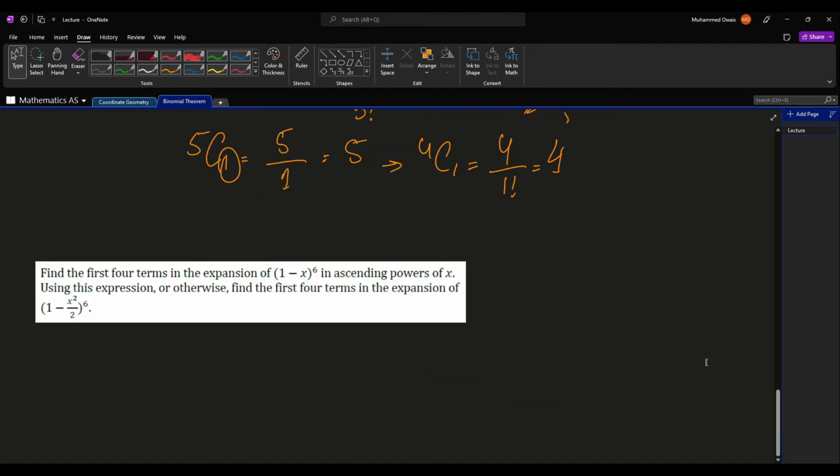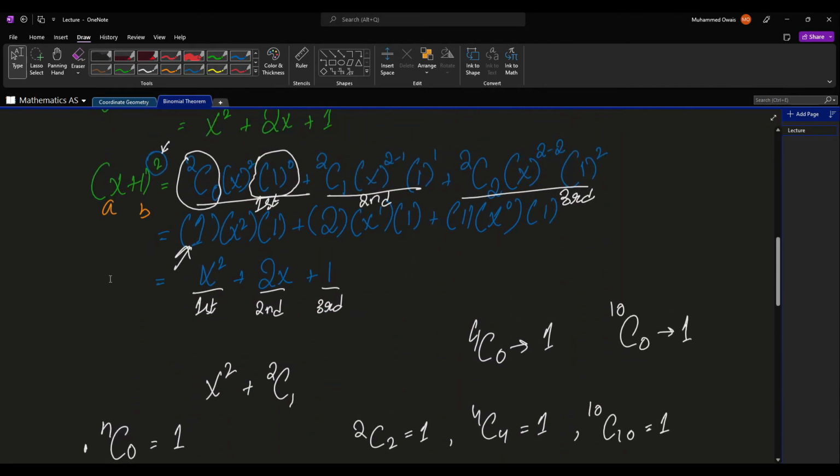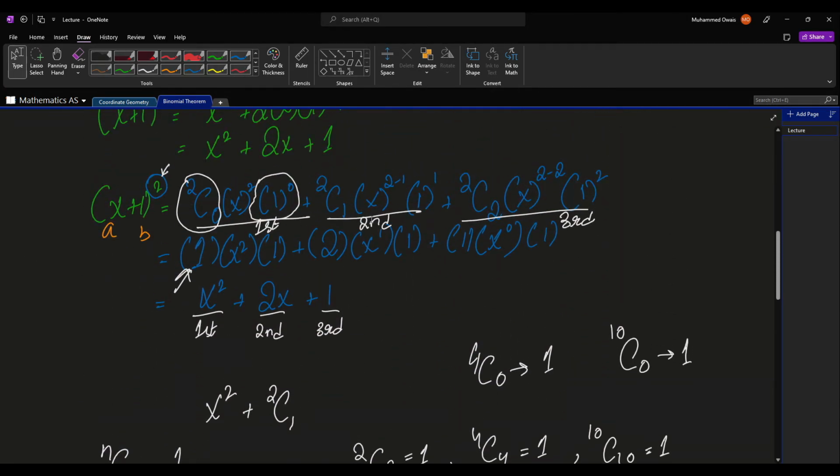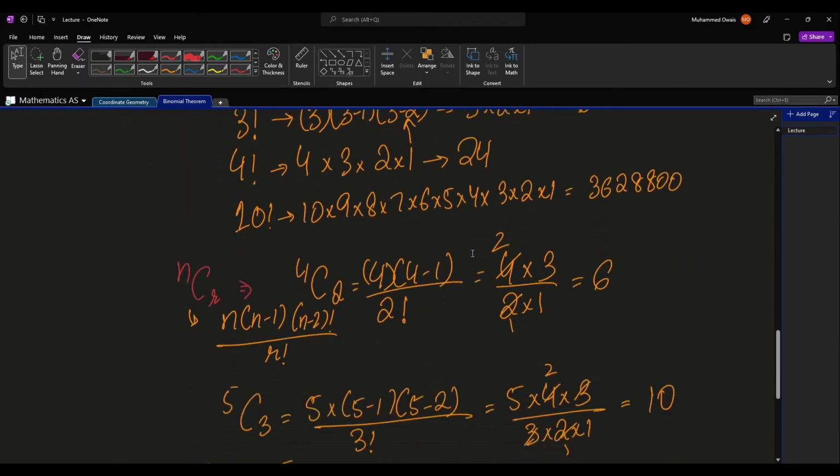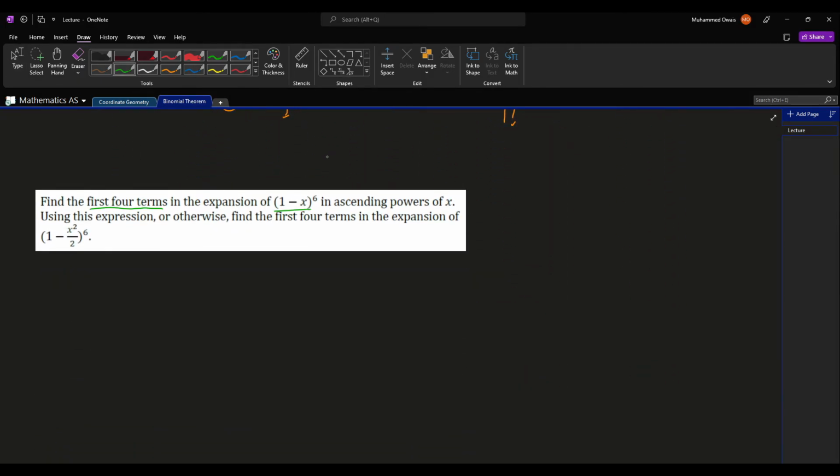Now then, let us do a question regarding the binomial theorem. What is it asking? It is telling us to find the first 4 terms in the expansion of (1 minus x) powered 6. So, the first 4 terms. Remember how we count the terms: this is the first term, second, third, and then the fourth. So then let us expand (1 minus x) power 6.